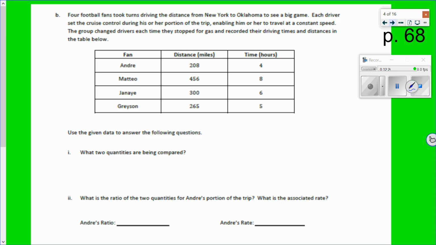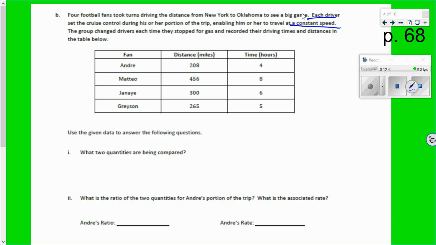Okay. All right. 4 football fans took turns driving the distance from New York to Oklahoma to see a big game. Look, each driver set the cruise control during his or her portion of the trip, enabling him or her to travel at a constant speed. The group changed drivers each time they stopped for gas and recorded their driving times and distances in the table below. Okay, we're going to use this chart, guys, to answer these questions.